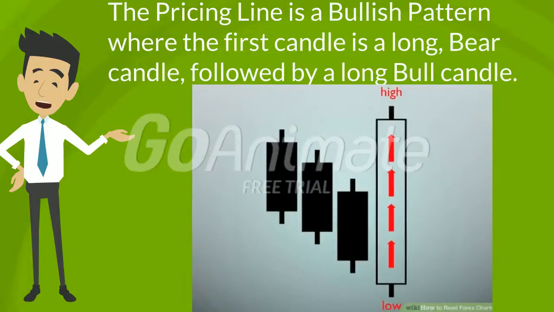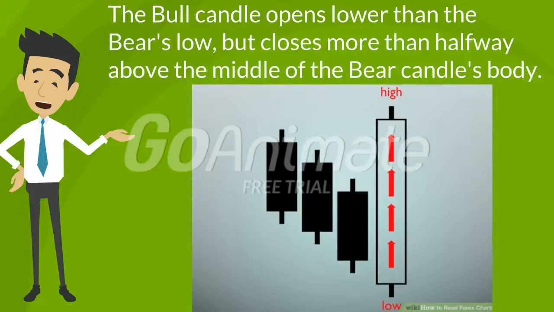The piercing line is a bullish pattern where the first candle is a long, bear candle, followed by a long bull candle. The bull candle opens lower than the bear's low, but closes more than halfway above the middle of the bear candle's body.